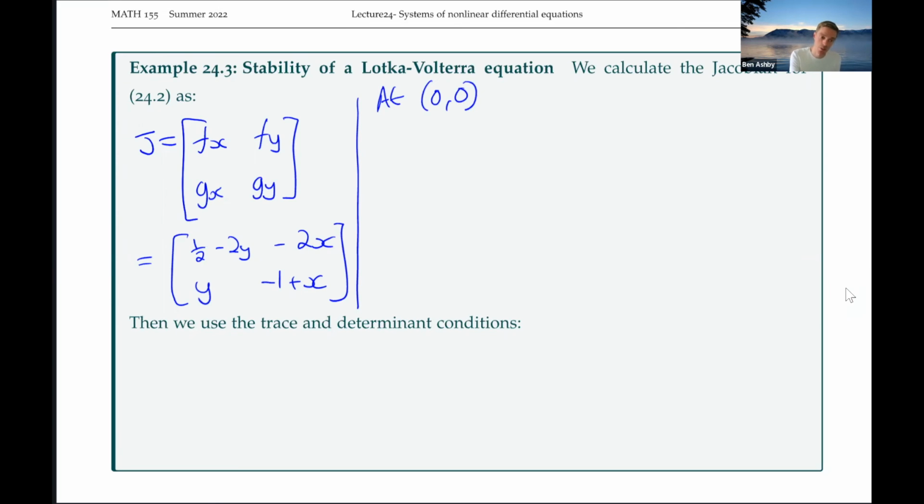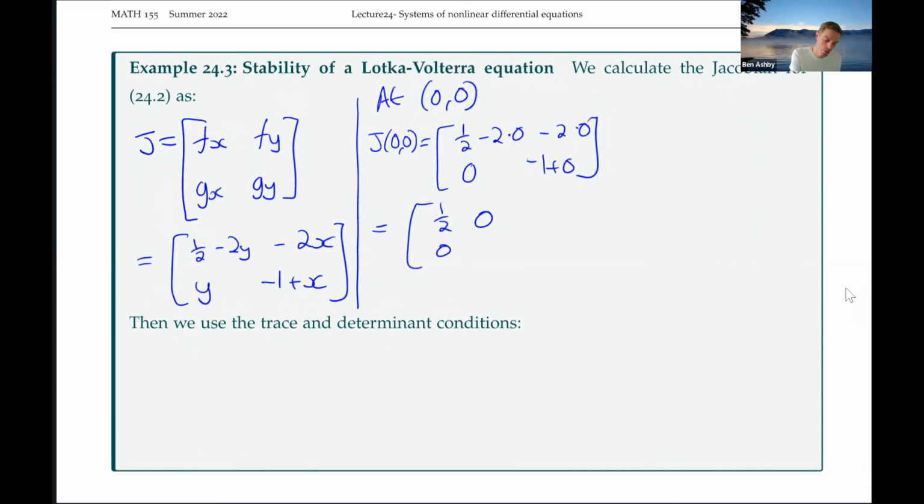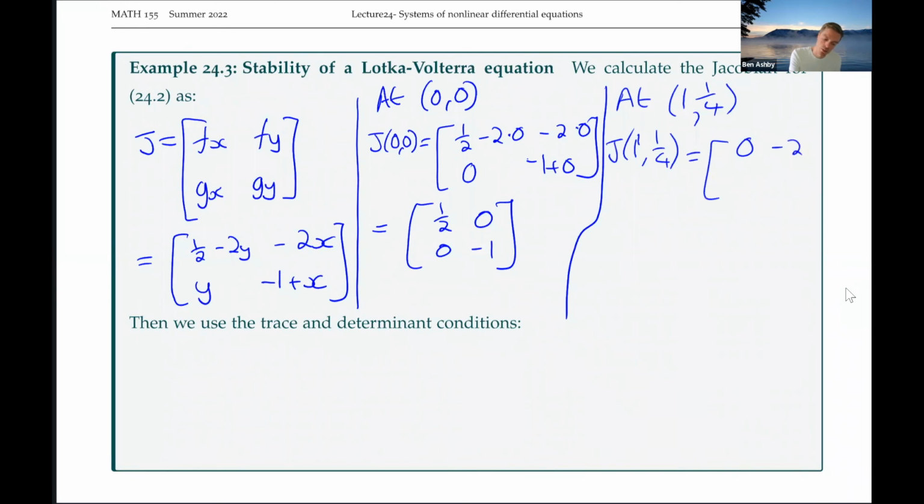So at 0, 0, we just substitute these values in. We have J at 0, 0. It's going to equal a half minus 2 times 0, minus 2 times 0, 0, and minus 1 plus 0, which is going to be equal to a half, 0, 0, minus 1. So that's our first Jacobian. And then at 1/4, our second equilibrium, our Jacobian in this case is going to be equal to 0, minus 2, quarter, and 0.